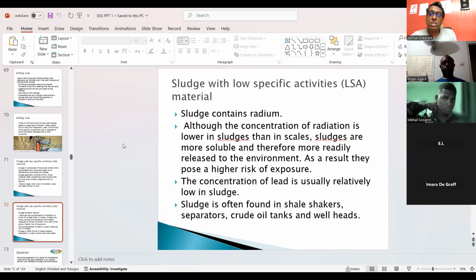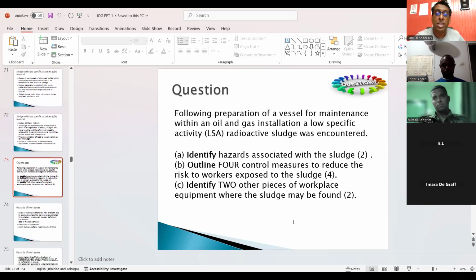All right. Sludge at low specific activity, LSA material. Sludge contains radium and barium, which are radioactive. Although the concentration of radiation is lower in sludges than in scales, sludges are more soluble and therefore many could dissolve in water and be more readily released to the environment. As a result, they pose a greater risk of exposure. The concentration of lead is usually relatively low in sludge. Sludge is often found in shale shakers, separators, crude oil tanks, and wellheads. My experience is in the oil tanks. I suppose wellhead too, because the wellhead normally has a connecting drain to a pit at the end of the location.